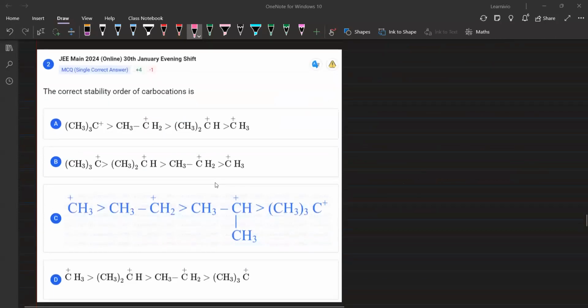Correct stability of the order of carbocation. Now the C option is a bit differently written, so don't worry about what it means, C is the correct answer. You have to check and tell. I don't know why it is written like that on that website.